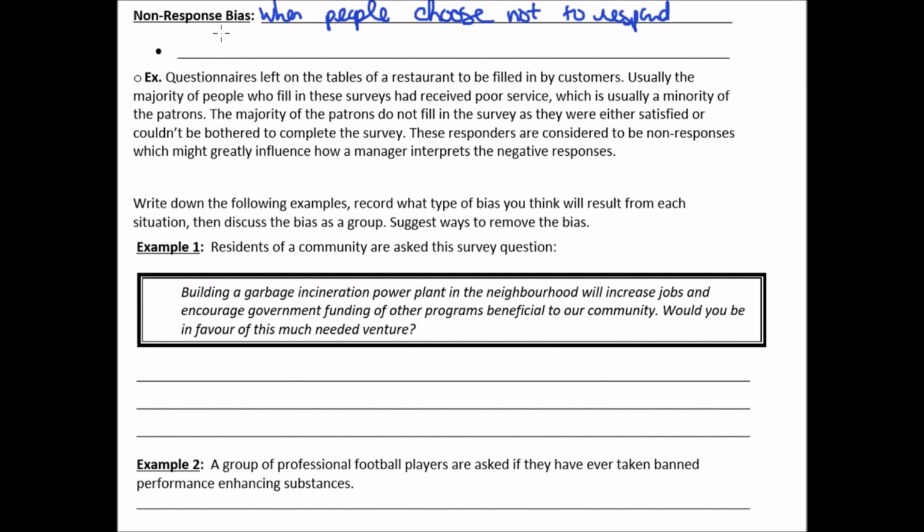So an example: questionnaires are left on tables at restaurants to be filled out by customers. Usually the majority of the people who fill in these surveys had received poor service, which is usually a minority of the patrons.